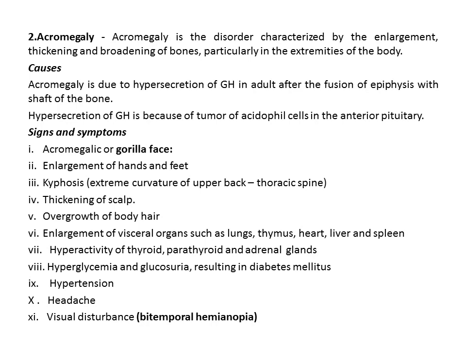Signs and symptoms: first, acromegalic or gorilla face. Face with rough features such as protrusion of supraorbital ridges, broadening of nose, thickening of lips, thickening and wrinkling formation on forehead, and protrusion of lower jaw, which is called gorilla face. Second, enlargement of hands and feet. Third, kyphosis or extreme curvature of upper back thoracic spine. Thickening of scalp. Scalp is also thrown into folds or wrinkles like bulldog scalp.